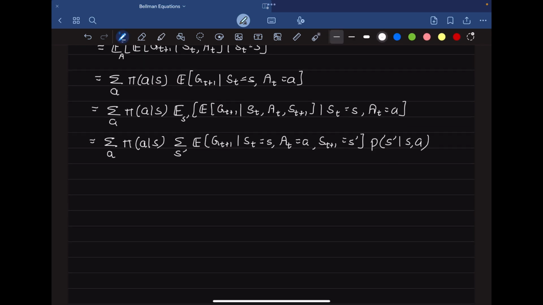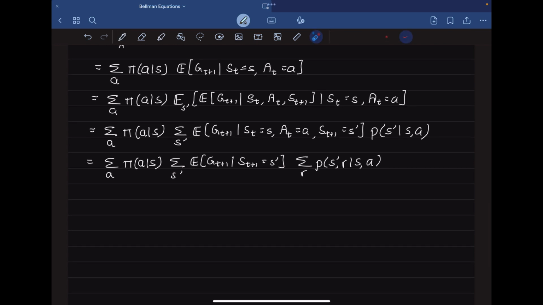So if we now say that this is basically equal to summation over all the actions, this is summation over all the next states, and this is just the expected value of gt plus 1 given st plus 1 is equal to s prime, and this is now basically summation over all the rewards, probability of going in the state s prime and receiving reward r given s, a. So this right here is basically your state value function for the next state s prime. So this is basically equal to summation over all the actions, and this is summation over all the next states and rewards.